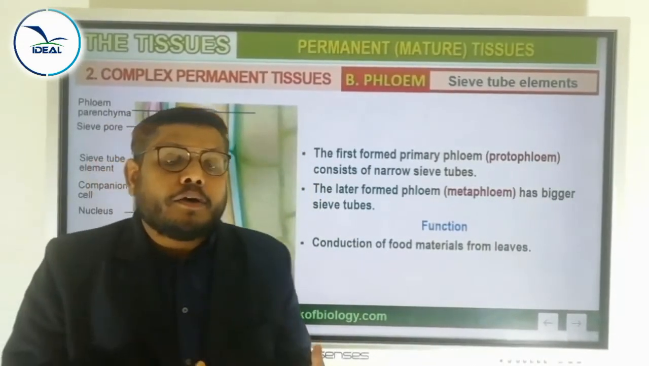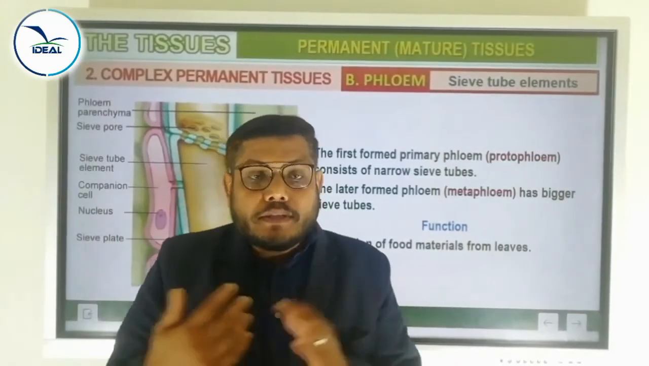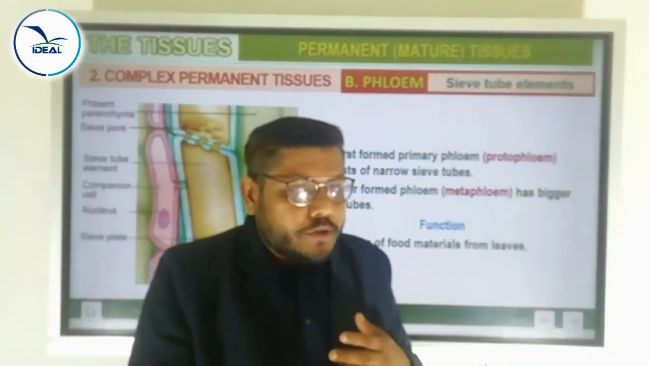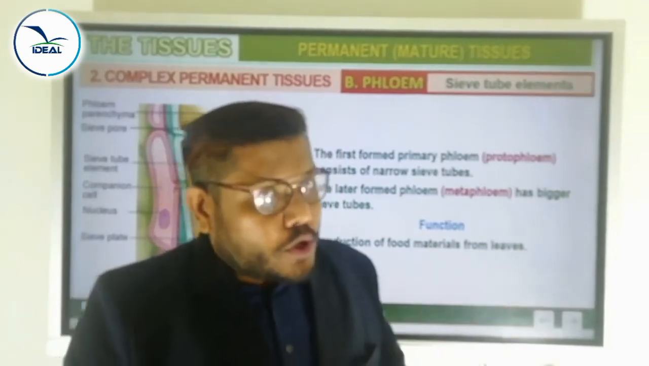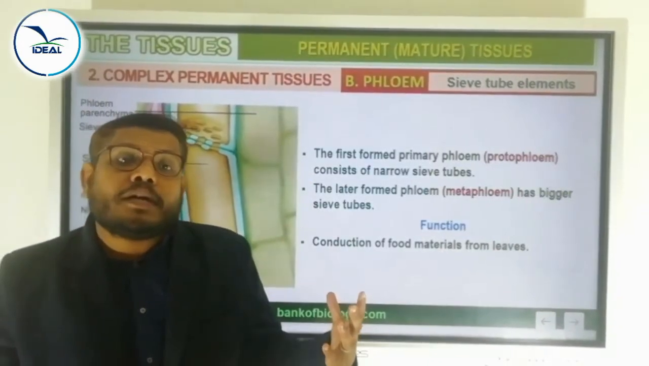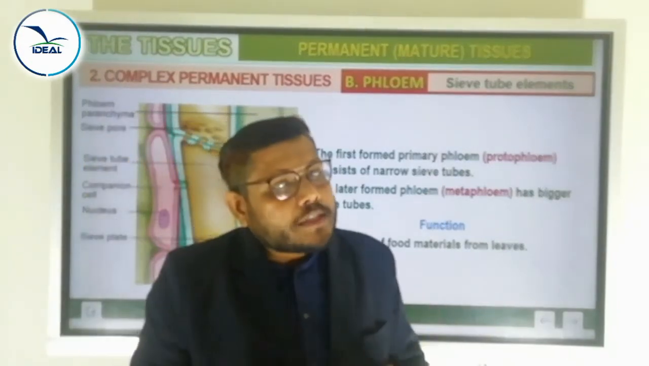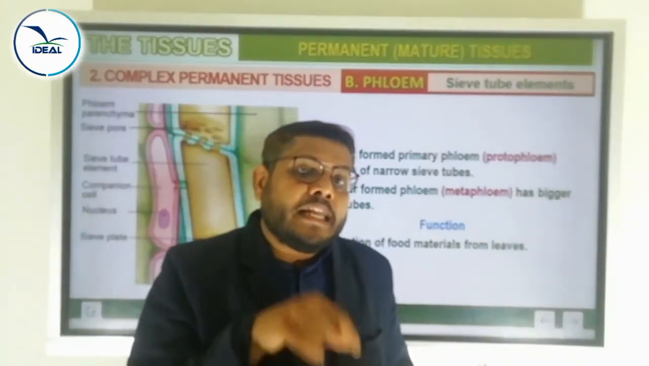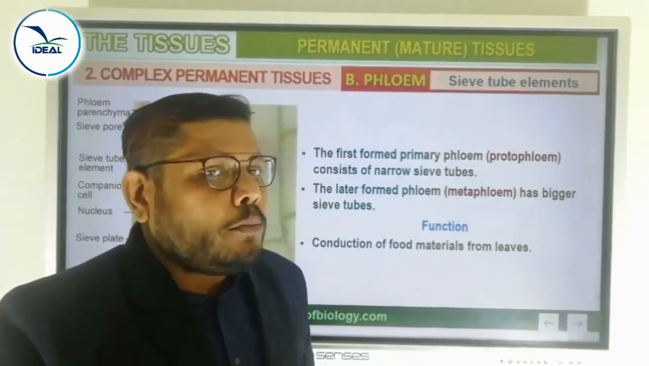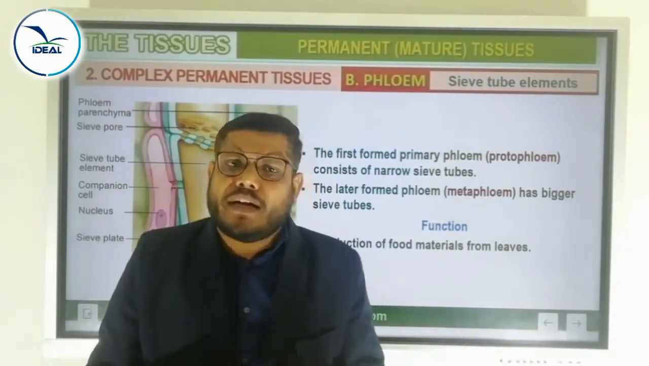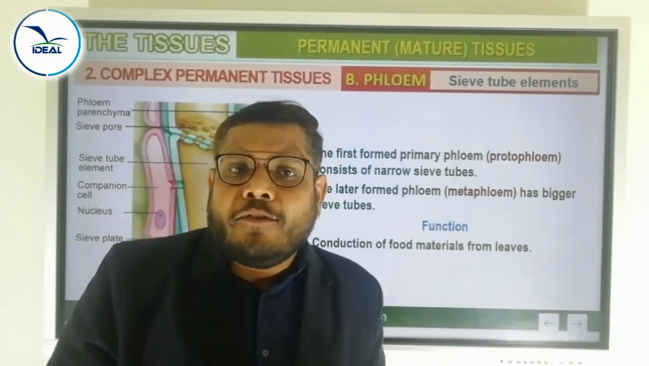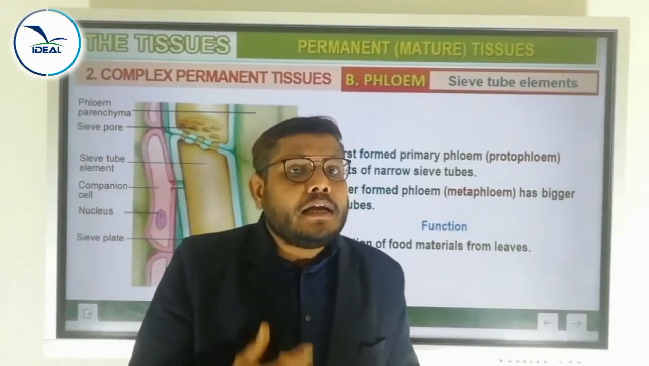During primary growth, the primary phloem develops. During secondary growth, the secondary phloem develops. The primary phloem is divided into two types: protophloem and metaphloem. The first formed phloem is called protophloem, which contains narrow sieve tubes. The later formed phloem is called metaphloem, which contains bigger sieve tubes.